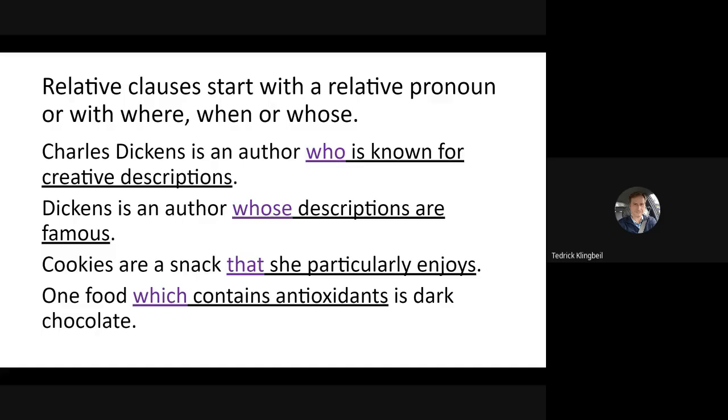So you can see these relative pronouns: who, whose, that, or which. Notice that all of these sentences can be complete without the relative clause. You could say Charles Dickens is an author, or Dickens is an author, or cookies are a snack, or one food is dark chocolate. You could say all that, but it is much better to put this clause into the sentence so that your readers, A, won't get bored, and B, have a good idea of what you're talking about.